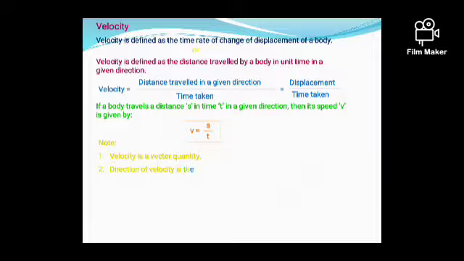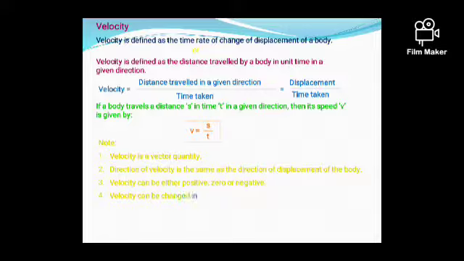The direction of velocity is along the same direction as that of the displacement. So the direction of velocity is along the same direction as the direction of displacement of the body. Don't get confused between the direction of displacement and the direction of velocity. Velocity may be positive, it may be zero, or it may be negative also. So the velocity of a body can be either positive, zero or negative.